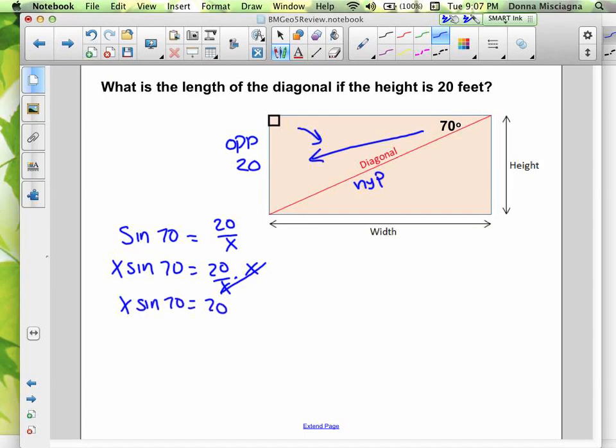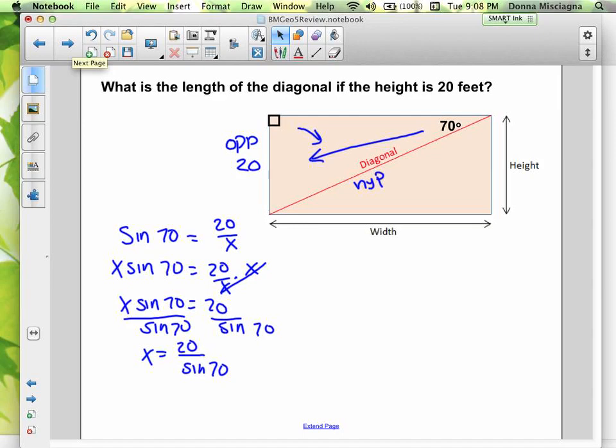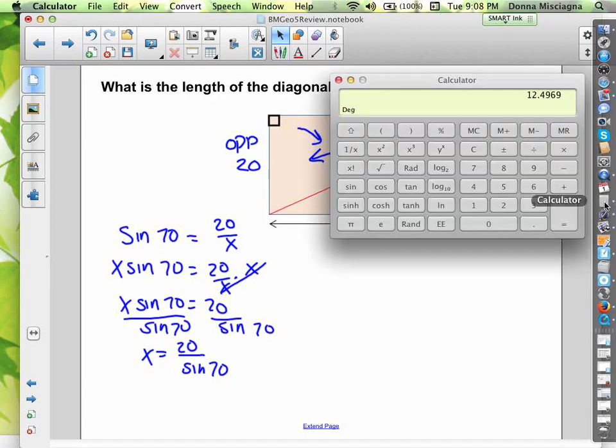And then divide both sides by sine 70 to isolate your variable. So x is 20 divided by sine 70. And now we would use the calculator. It's a little tricky using the calculator on the computer. It's kind of backwards, but I'll use it.